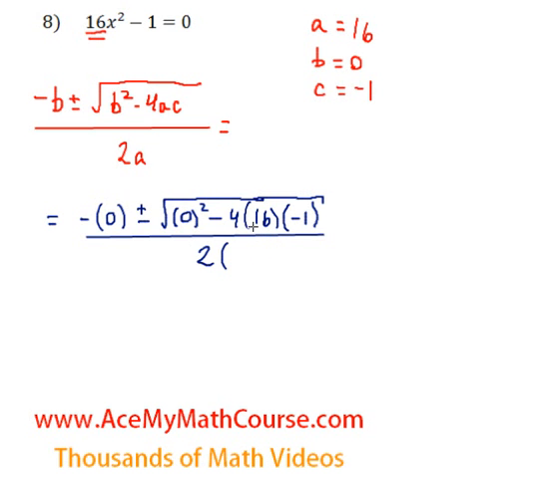And down below we can plug in the 16 for a. So -0 is just 0. We actually don't really need to write it. We can just leave it. So we just have plus or minus square root of 0 squared is just 0. So again, we don't need to write it. Then minus 4 times 16 is minus 64 times -1, just positive 64. Because minus times a negative, that just becomes positive. And down below we have 2 times 16, which is 32.